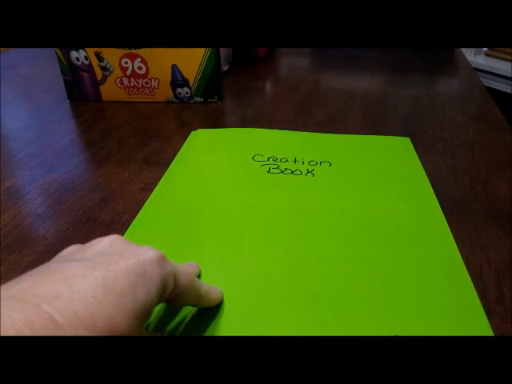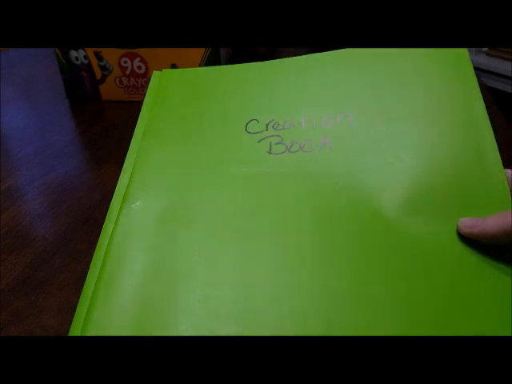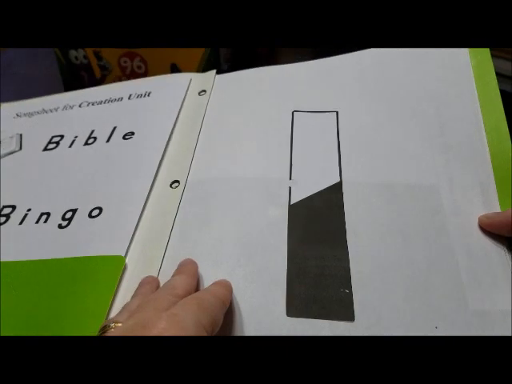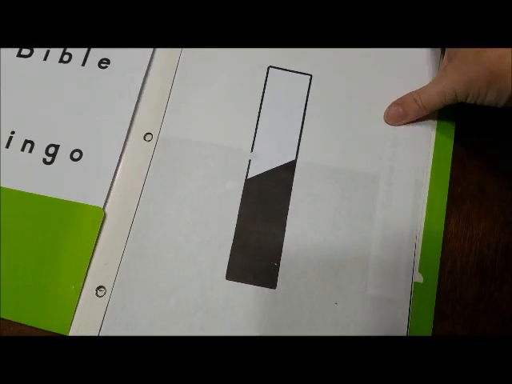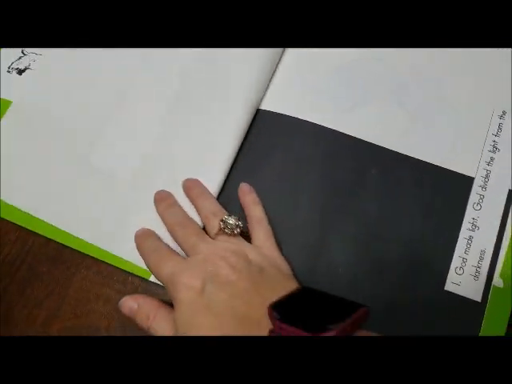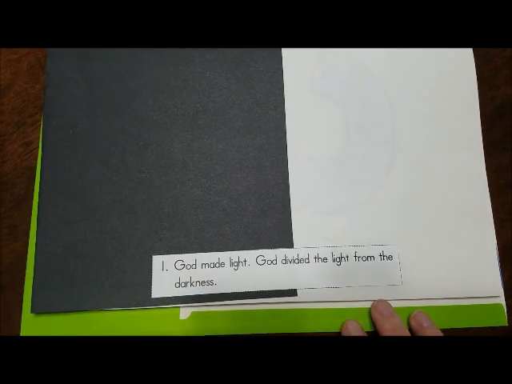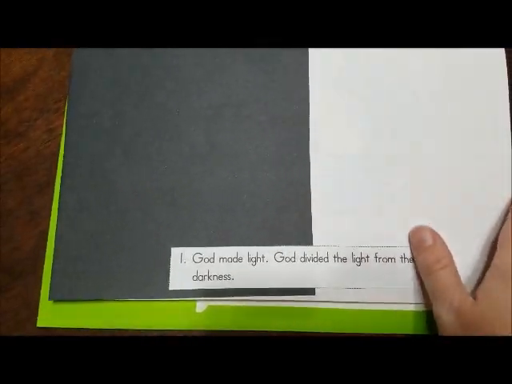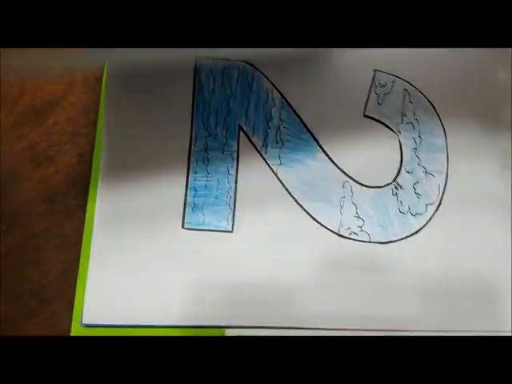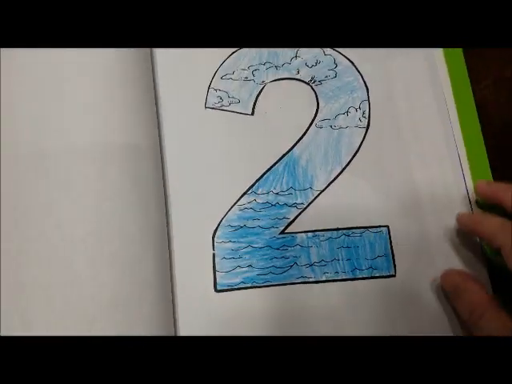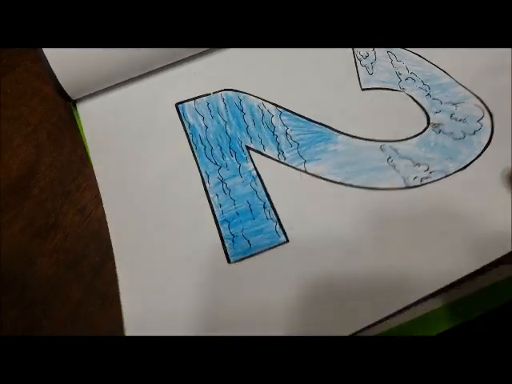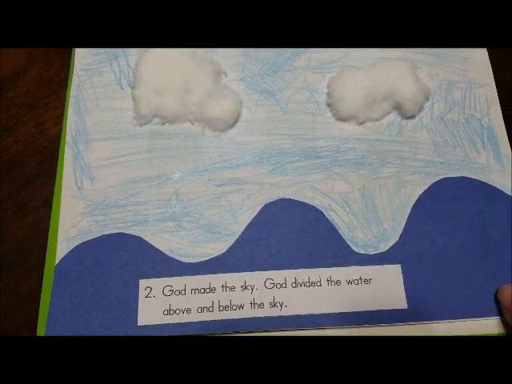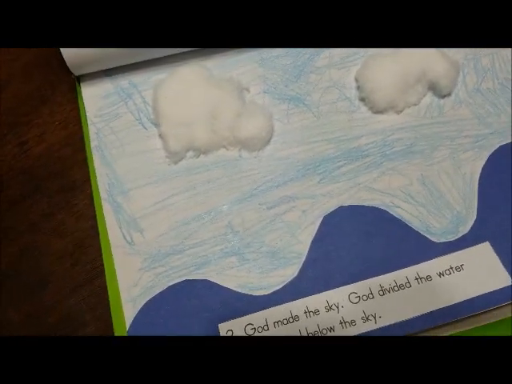All right, so in our instructions, it tells us to make a creation book. And that's what we did. There's day 1. Let me do it like this, see a little better. There's day 1. God made light. God divided the light from the darkness. Day, night. There's day 2. And I've already showed you all these. I just wanted to show you how we put it together as a book.